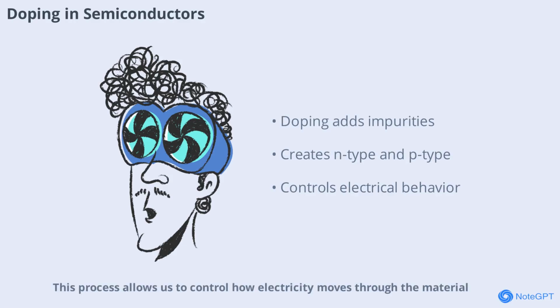By carefully arranging n-type and p-type regions, we can create components that behave in specific ways. Doping is a crucial step in manufacturing electronic devices as it determines how well the semiconductor will perform in circuits.